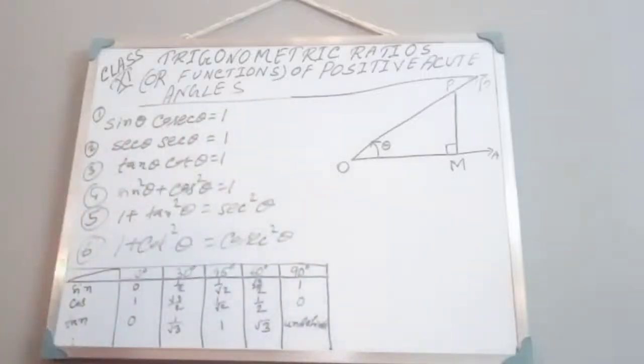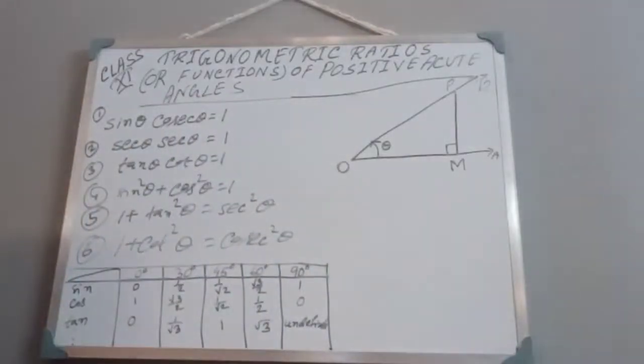Okay, now today's topic: trigonometric ratios or functions of positive acute angles. Today we will discuss only positive acute angles, and in the next class, when I start the next chapter, we will discuss both positive and negative angles.